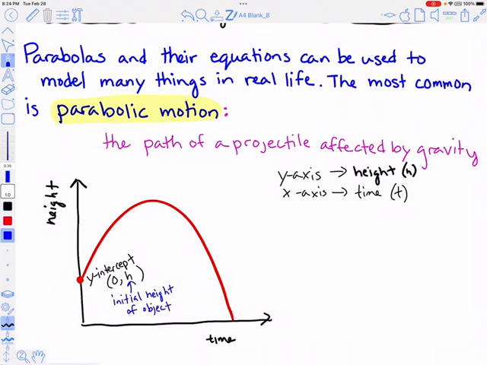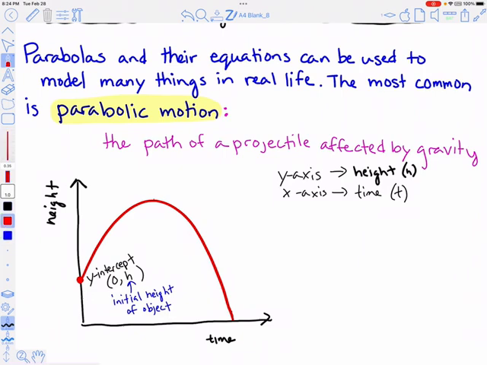So maybe it represents the height of the person that threw the ball, or where the ball was thrown from, or if it's a cannon, maybe what was the height of the cannon on a castle wall or something like that. So the y-intercept would represent the initial value, the initial height in this situation.